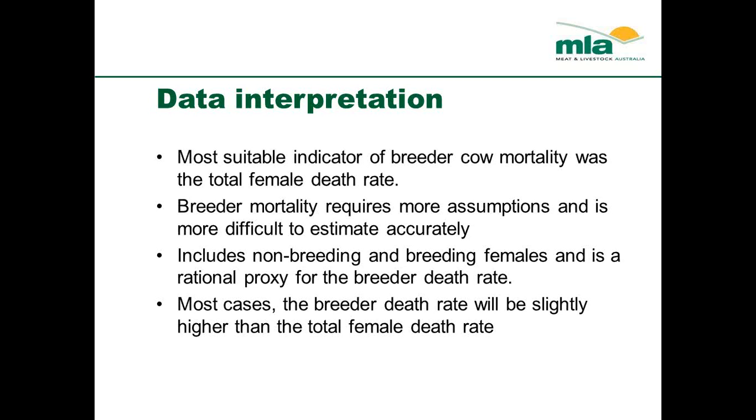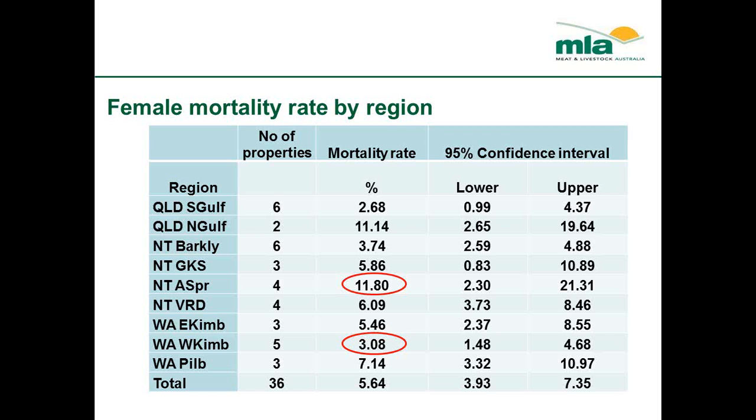As I've partially explained, the breeder mortality requires some more assumptions in that you've got to assume how many breeders are actually on the property each year, and you've also got to make an assumption about the death rate in the non-breeding females. So it made sense for us to use the female death rate as a rational proxy for the breeder death rate. Having said that, in most cases, as you'd expect, the breeder death rate will be slightly higher than the total female death rate for reasons associated with pregnancy, calving, and lactation.